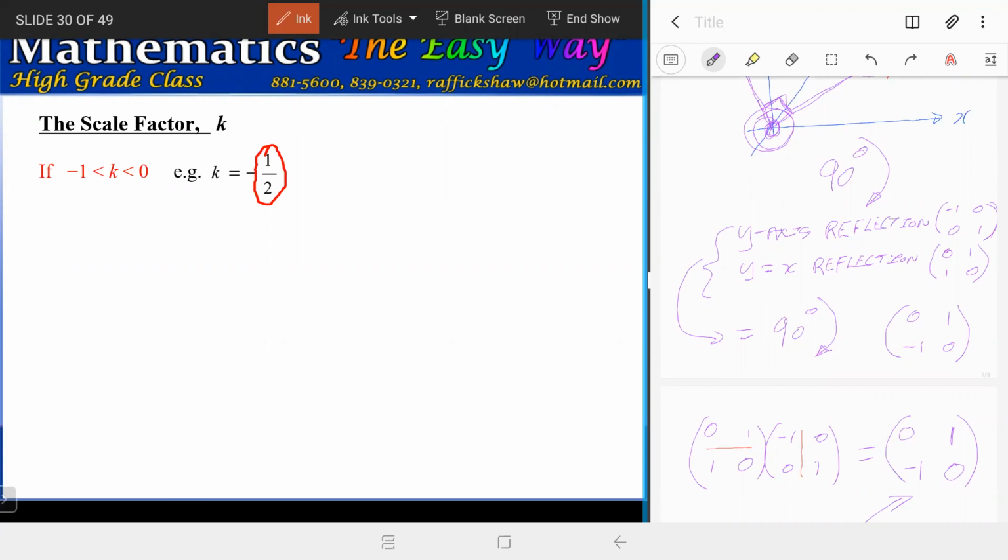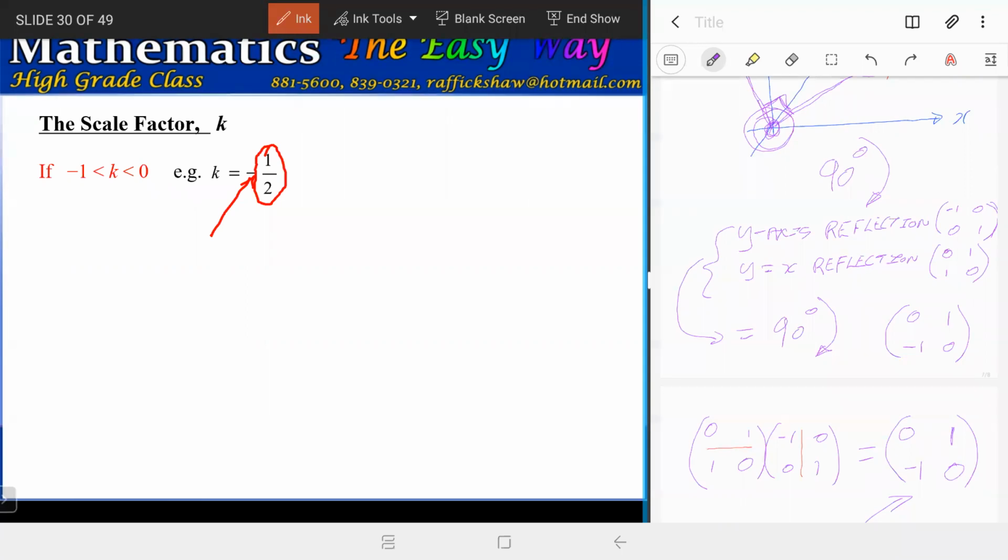Half the size and also half the distance from the center. So the size of the image is going to be half the size of the object. And also the distance of the image from the center of the enlargement is going to be half the distance of the object. But the negative is now going to invert it and put it on the opposite side of the center, with the points pointing in the opposite direction.